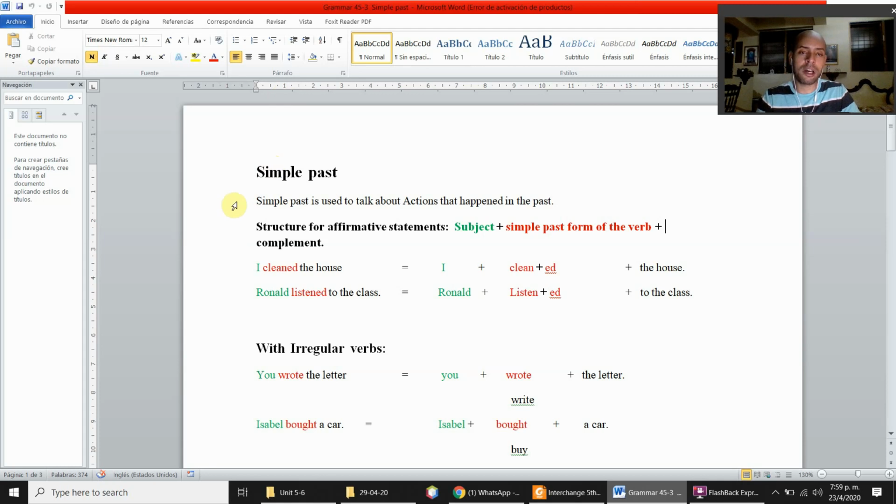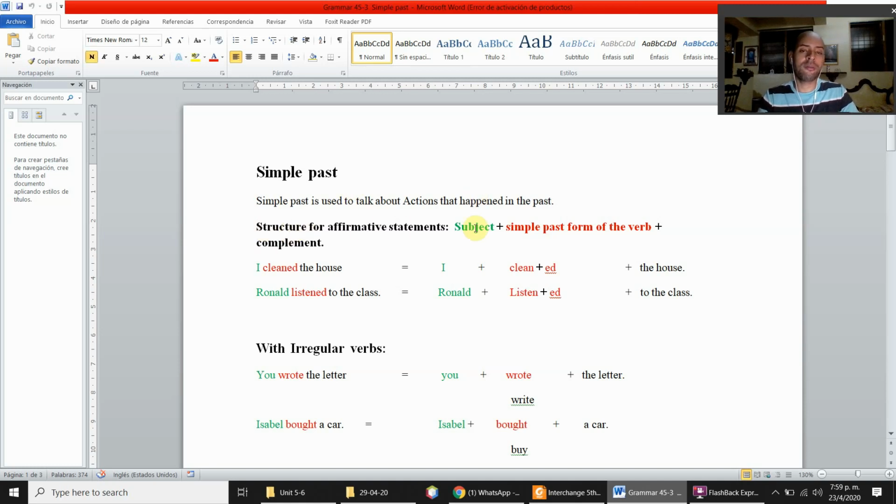Remember, this is the simple past, but not with be. This is the simple past with all the other verbs. Simple past is used to talk about actions that happen in the past. So anything related to the past, we can use the simple past to describe it.